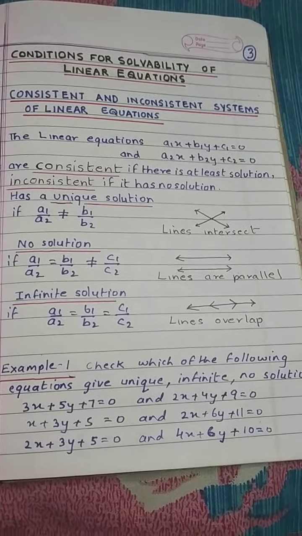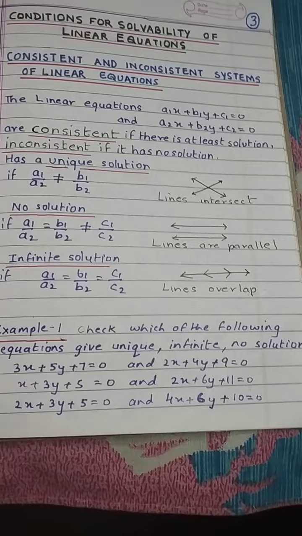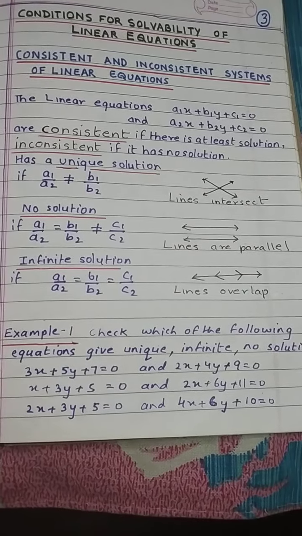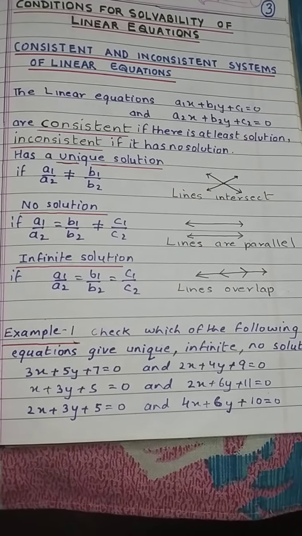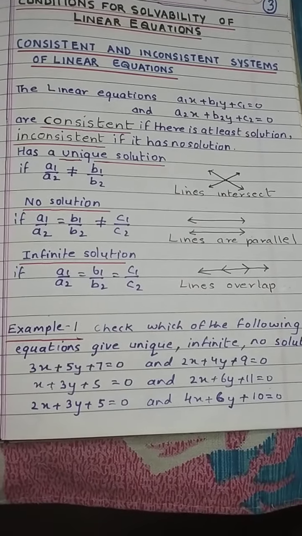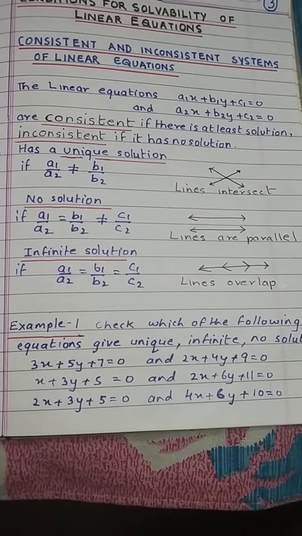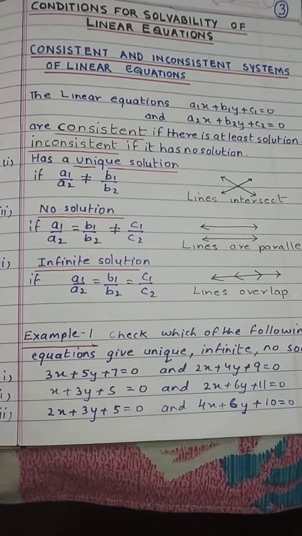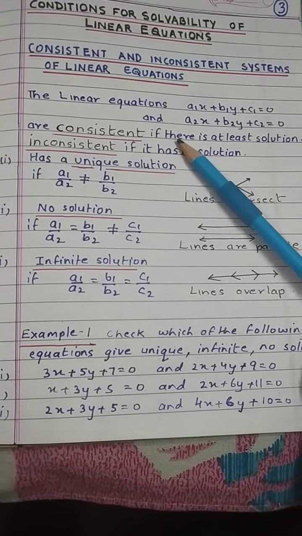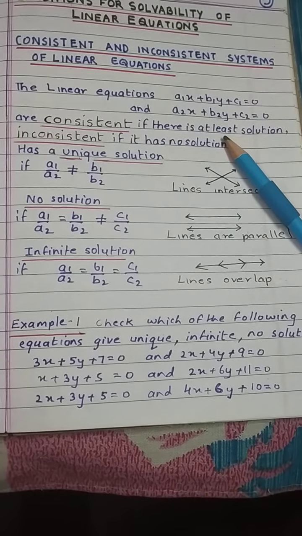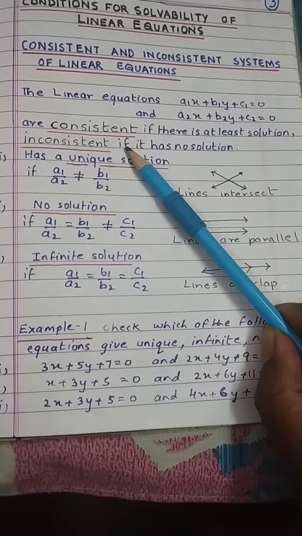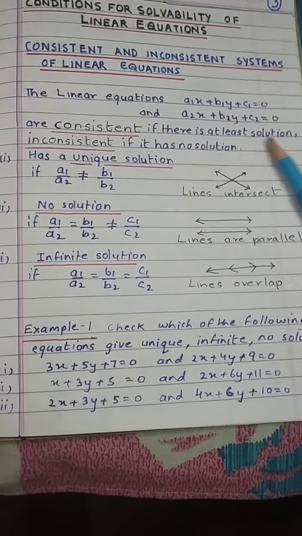Now the next thing that we are going to study is the condition for solvability of linear equations: consistent and inconsistent systems of linear equations. The linear equations a1x plus b1y plus c1 equal to 0 and a2x plus b2y plus c2 equal to 0 are consistent if there is at least one solution, and inconsistent if they have no solution.